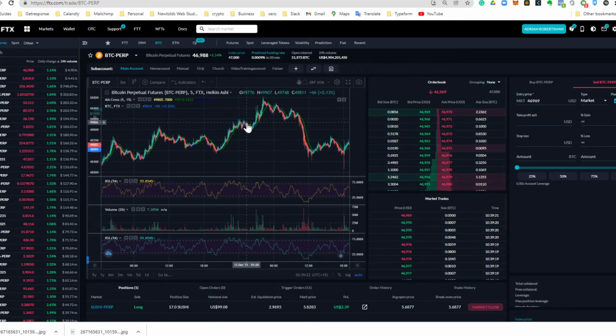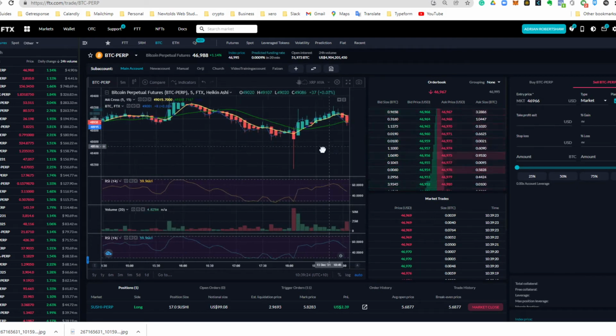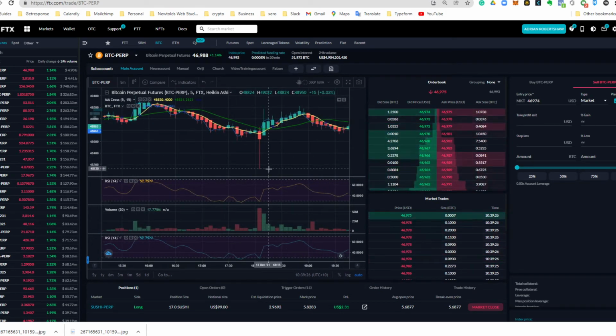So Bitcoin here, we'll zoom in again. It was an ugly night where it's big bottomed out there overnight.